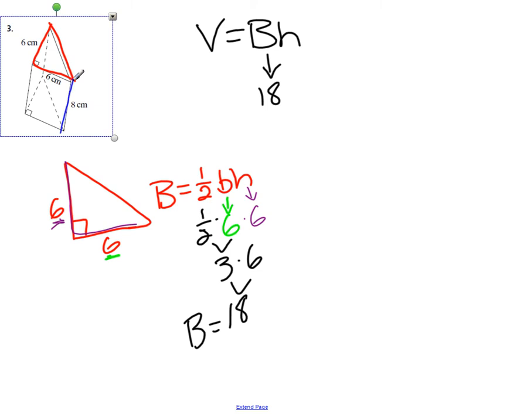The height of our prism is 8. So our volume is just whatever 18 times 8 is. 144. Is it centimeters, cubic meters? Right. So 144 cubic centimeters.